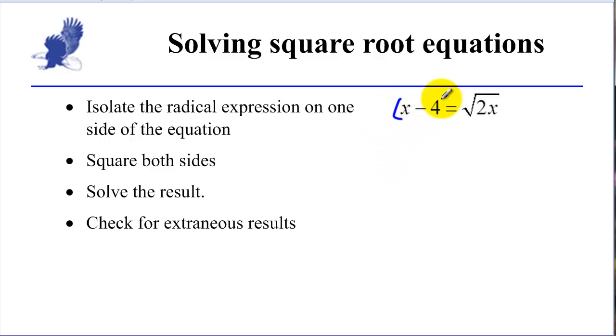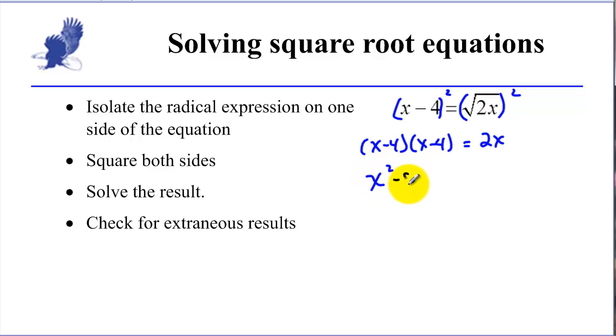Very similar to the last, except now on the left side, when we square this, we have a binomial. Now remember, that's not x squared minus 16. We have to turn that into x minus 4 times x minus 4. And on this side, we're going to get 2x. Now we can't solve this factor because this is not 0, so we've got to FOIL that out. If you FOIL that out and combine the like terms, we get this expression.